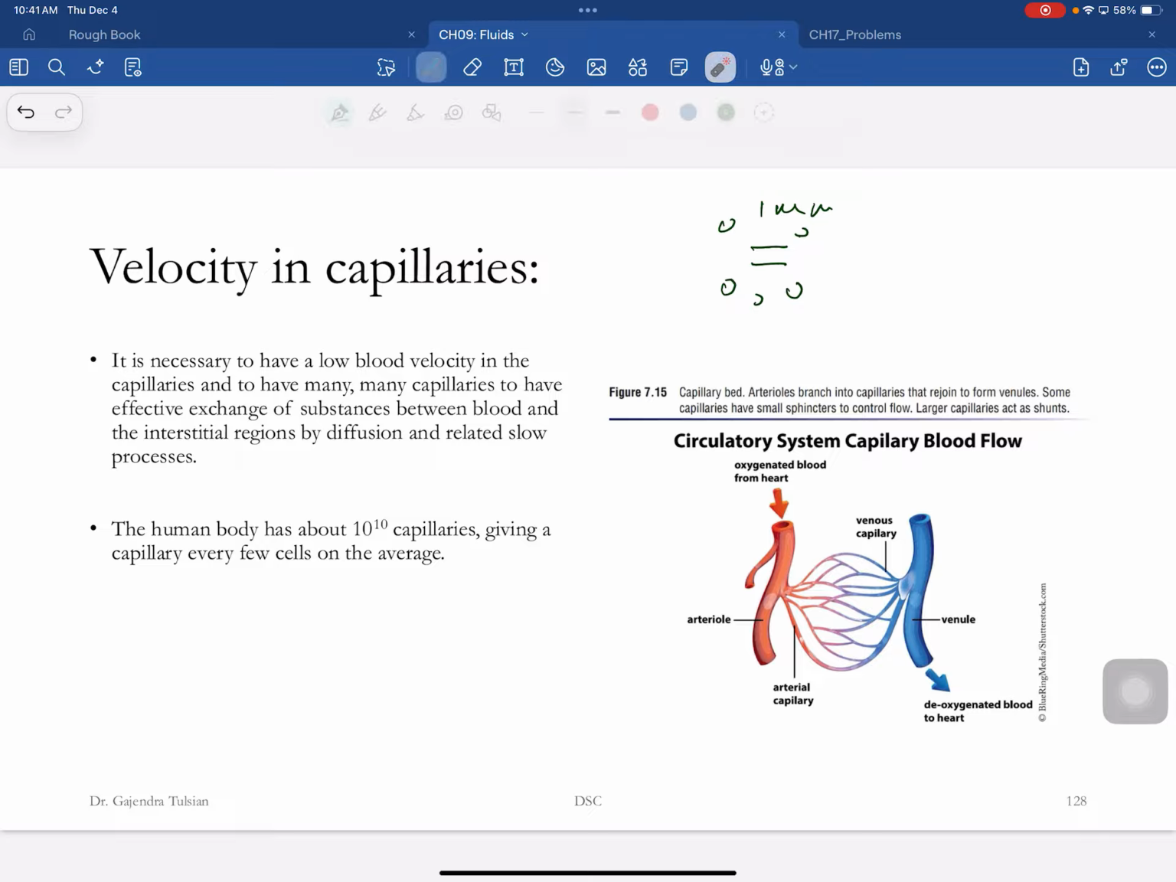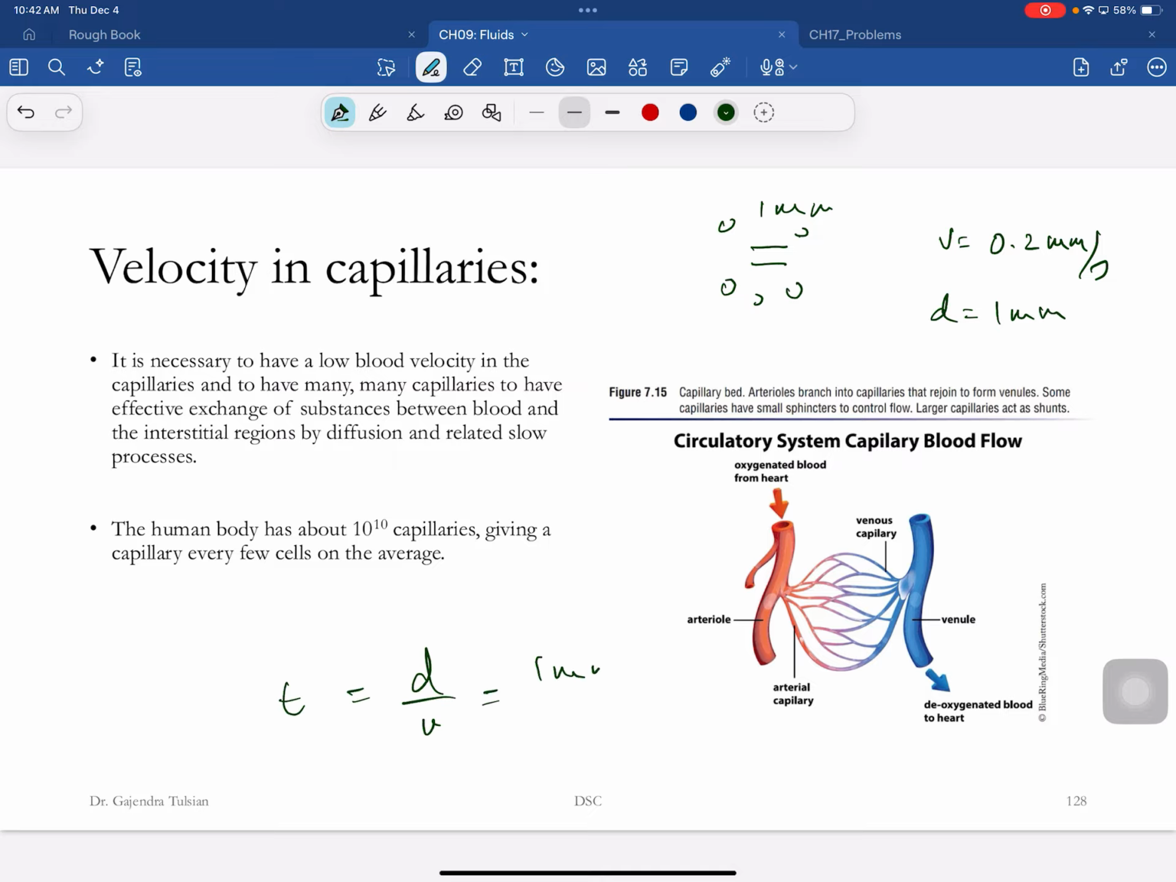So here's the calculation. The speed of blood in the capillaries is about 0.2 millimeters per second, and the distance it covers is 1 millimeter. So time is distance over speed, 1 millimeter over 0.2 millimeters per second. That's 5 seconds. So that's the time blood spends in the capillaries.